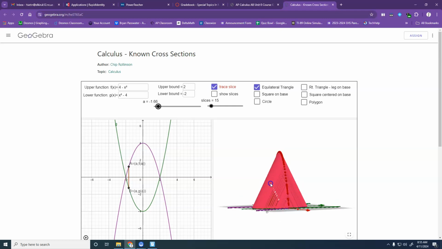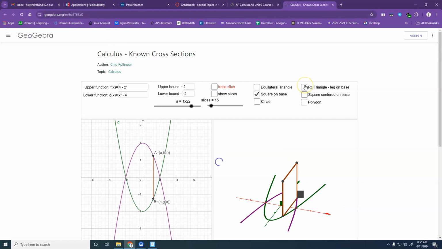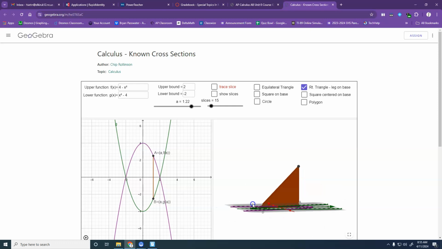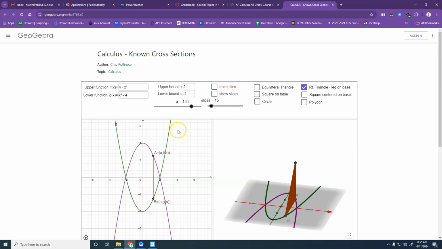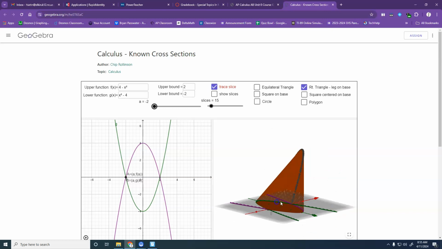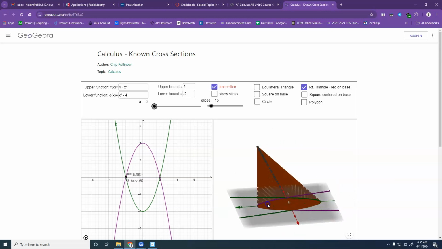We also could have another type of triangle. Let me reset it again. We could have a right triangle where the leg is in the base, so you're looking at a right triangle that looks like this. And if we look at this one, it makes a pretty cool looking shape. It's similar to what we just did with the equilateral, but it's all slanty right here, where the equilateral was straight there. So it'll make all these cool shapes.